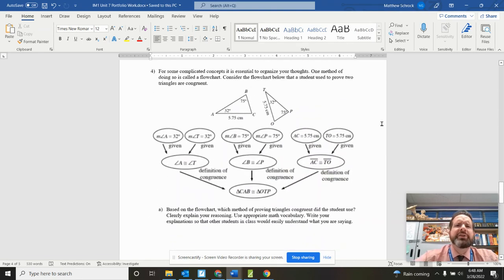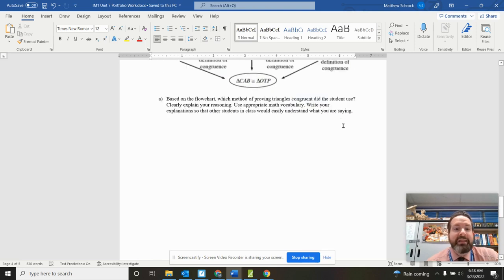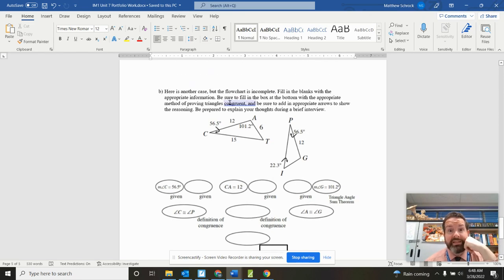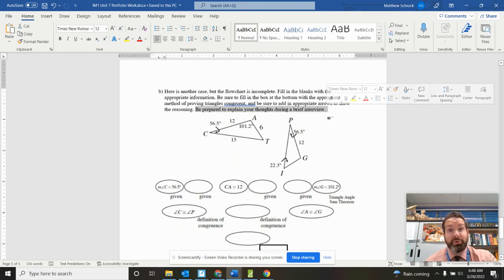Number 4, you're going to be shown an example of what's called a flowchart proof, and then asked to interpret what it is. And then in the second part of number 4, you have another flowchart proof, but there are some parts missing. So it's your job to fill in those missing parts. So that would be all the missing ellipses, and then also this box at the bottom has some missing information. So you need to fill all that in, put in some arrows, and that's described here in the problem, and be prepared. So in order to get full credit for this portfolio, you have to be able to explain to me where the different parts here of your flowchart came from.